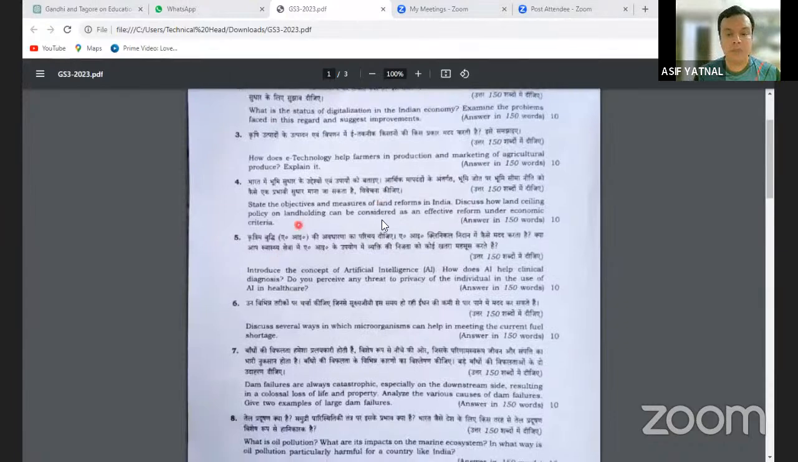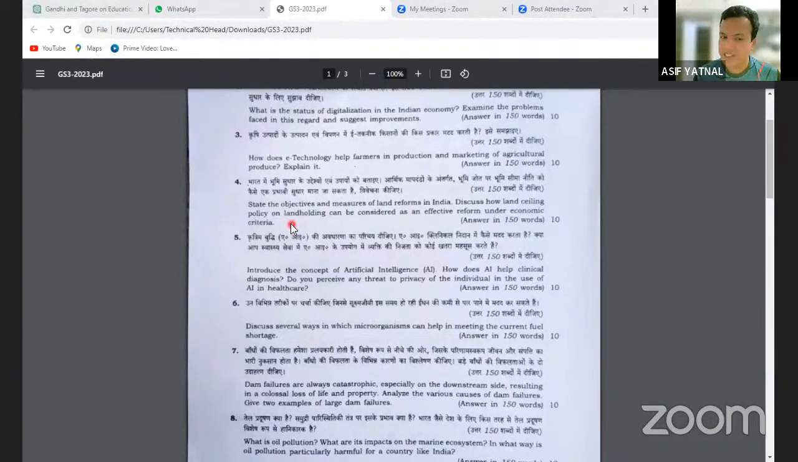State the objectives and measures of land reforms in India. I have already discussed it. Land reforms in India, there are 3 to 4 important aspects of the land reforms: land ceiling, then land aggregation, then land records, then land tenancy reforms. ऐसे बहुत सारे अलग-अलग land reforms किए गए थे. State the objectives and measures of the land reforms in India. Discuss how land ceiling policy on land holding can be considered as an effective reform under economic criteria.